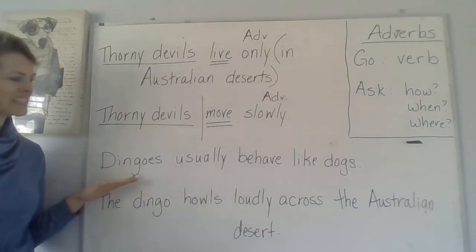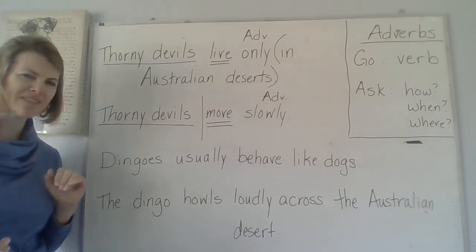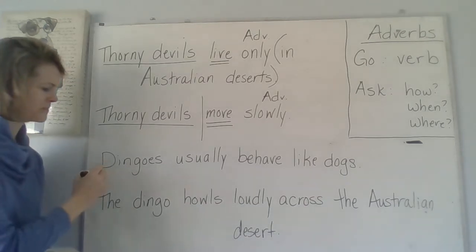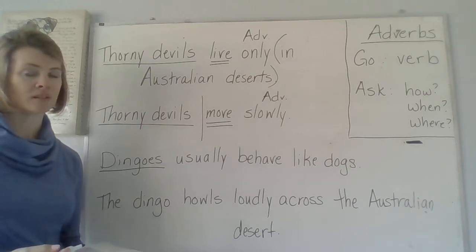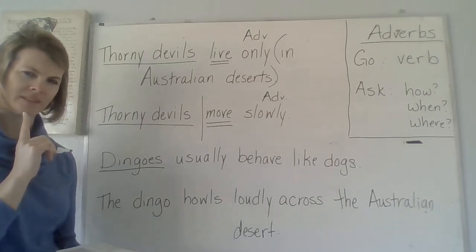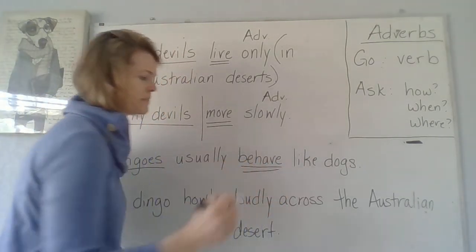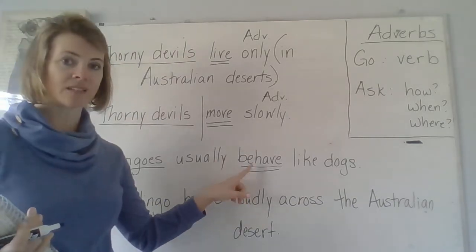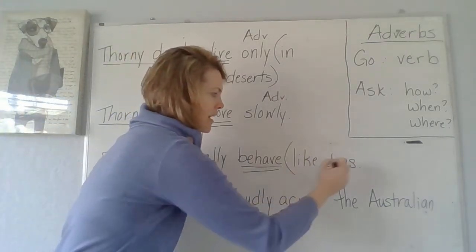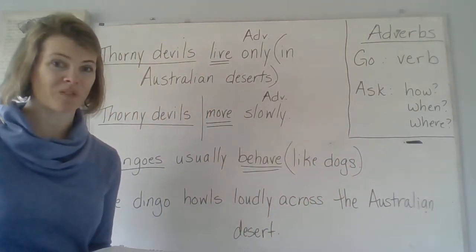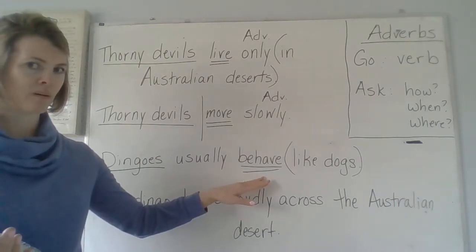Let's try this one. Dingoes usually behave like dogs. What usually behave like dogs? Dingoes. What is being said about dingoes? Dingoes. What are they doing? They can't usually. Dingoes behave. That's what they're doing. That's my verb. Now I'm going to go to my verb and ask behave how? You might be tempted to say like dogs. That's more than one word. That's a prepositional phrase. So it can't be that. Behave how? Usually.